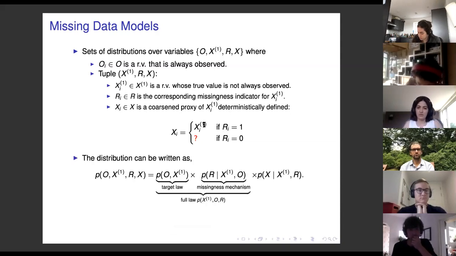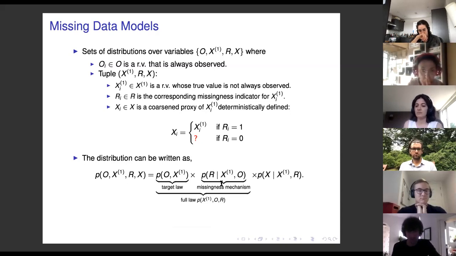And we would factorize the joint distribution as a product of three terms. The first term is the probability of the observed variables and the counterfactuals, which we call the target law, times the probability of the missingness indicators given the observed variables and the counterfactuals, which some people call the missingness mechanism, because it tells us how the missingness actually happened, why variables are missing, times a kind of boring term, the proxies given the missingness indicators and the counterfactuals. Why is it boring? Because they are clearly deterministically defined. And we call the product of the target law times the missingness mechanism the full law.